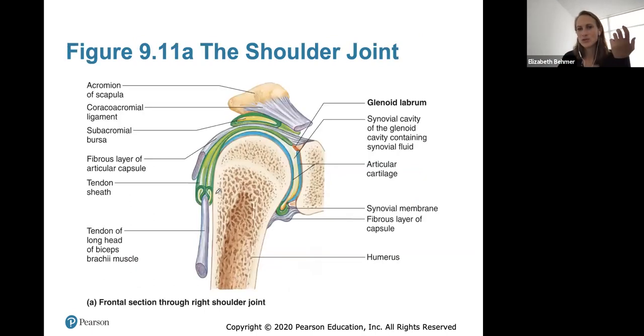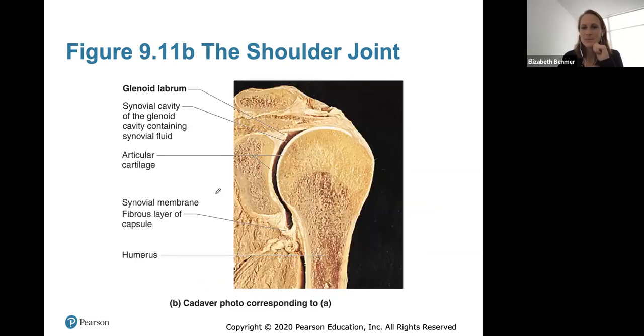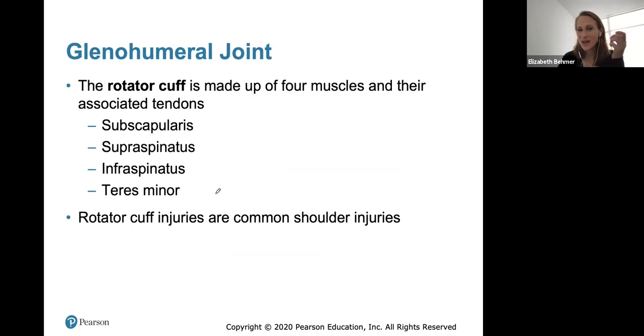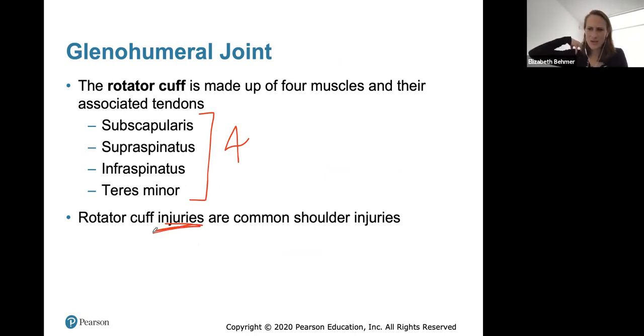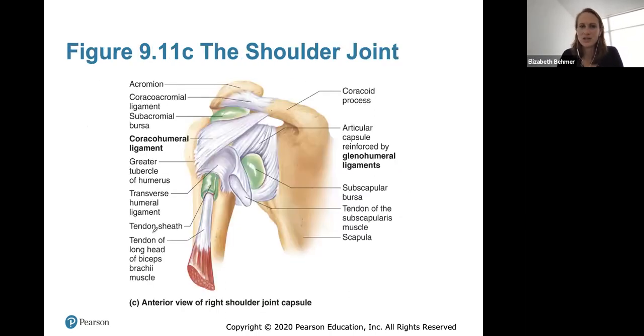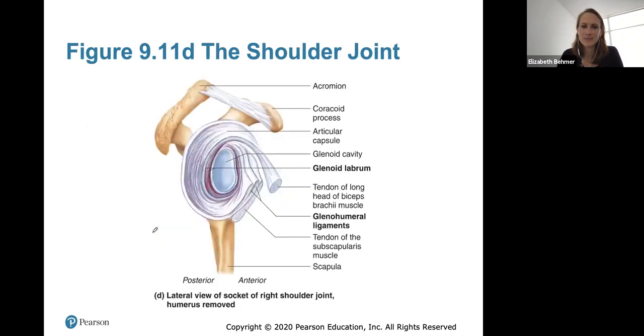And here's a look at the shoulder joint and the different ligaments that contribute to its stability. The rotator cuff is made up of these four muscles and their associated tendons. I want you guys to know these four muscles that make up the rotator cuff, but you don't need to know anything else. Because the shoulder joint is so unstable, it's a common injury spot, whether you're a pitcher, a spiker in volleyball, or any other time that you might have a lot of movement with your shoulder. Your rotator cuff muscles might be the ones that get injured. And this is a look at the shoulder joint.